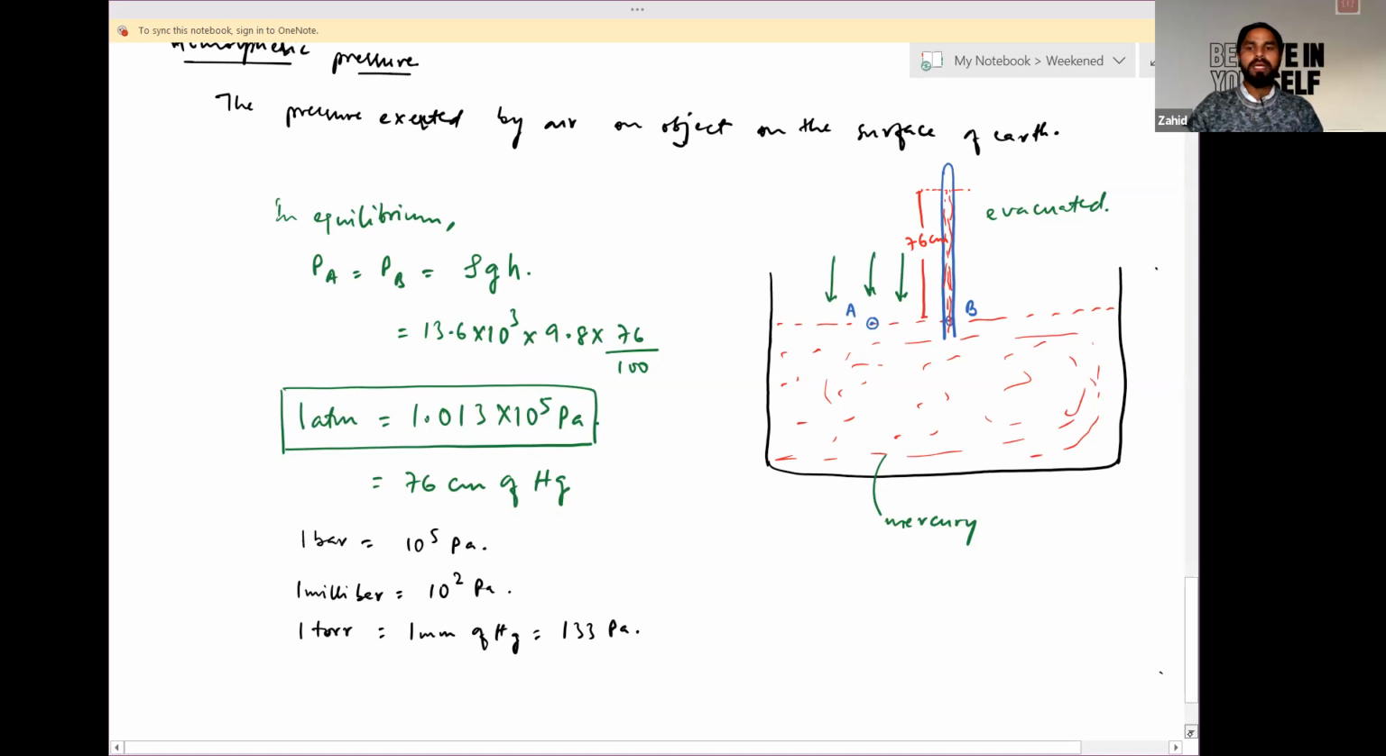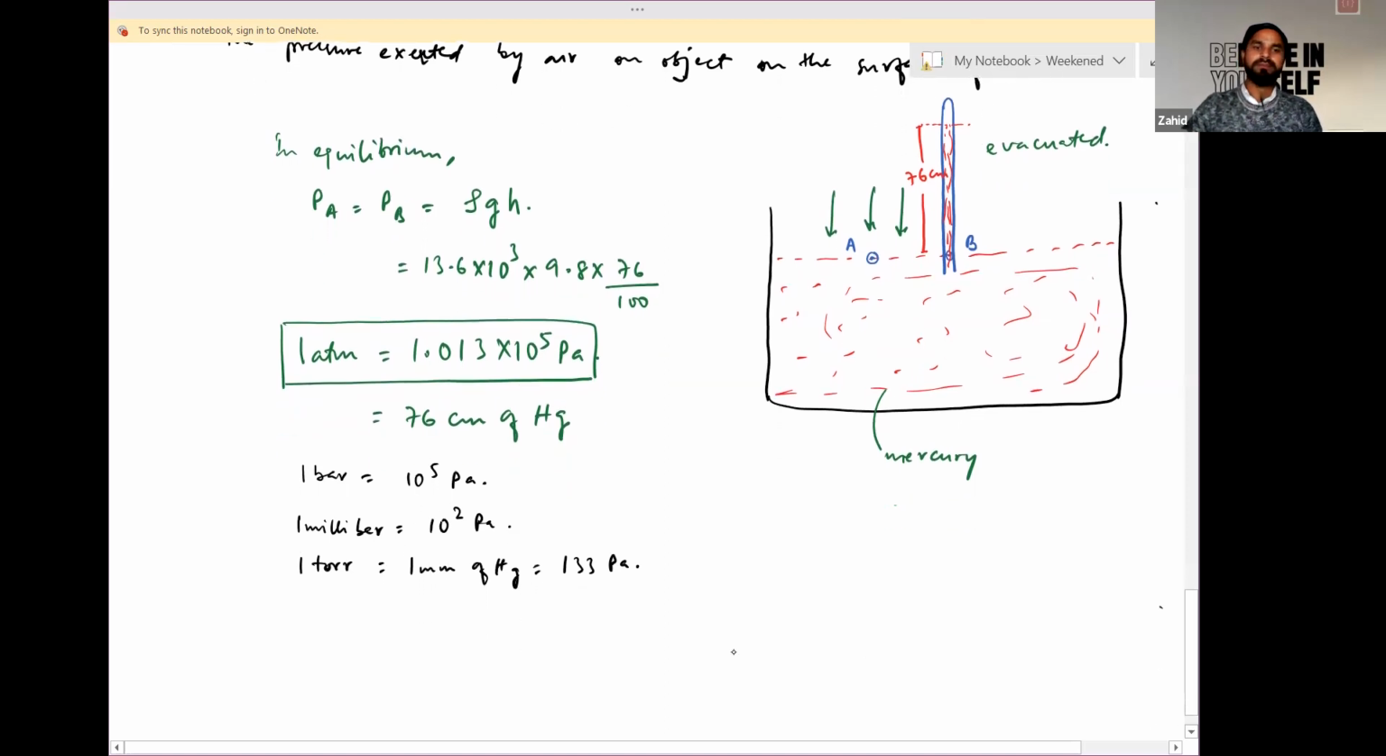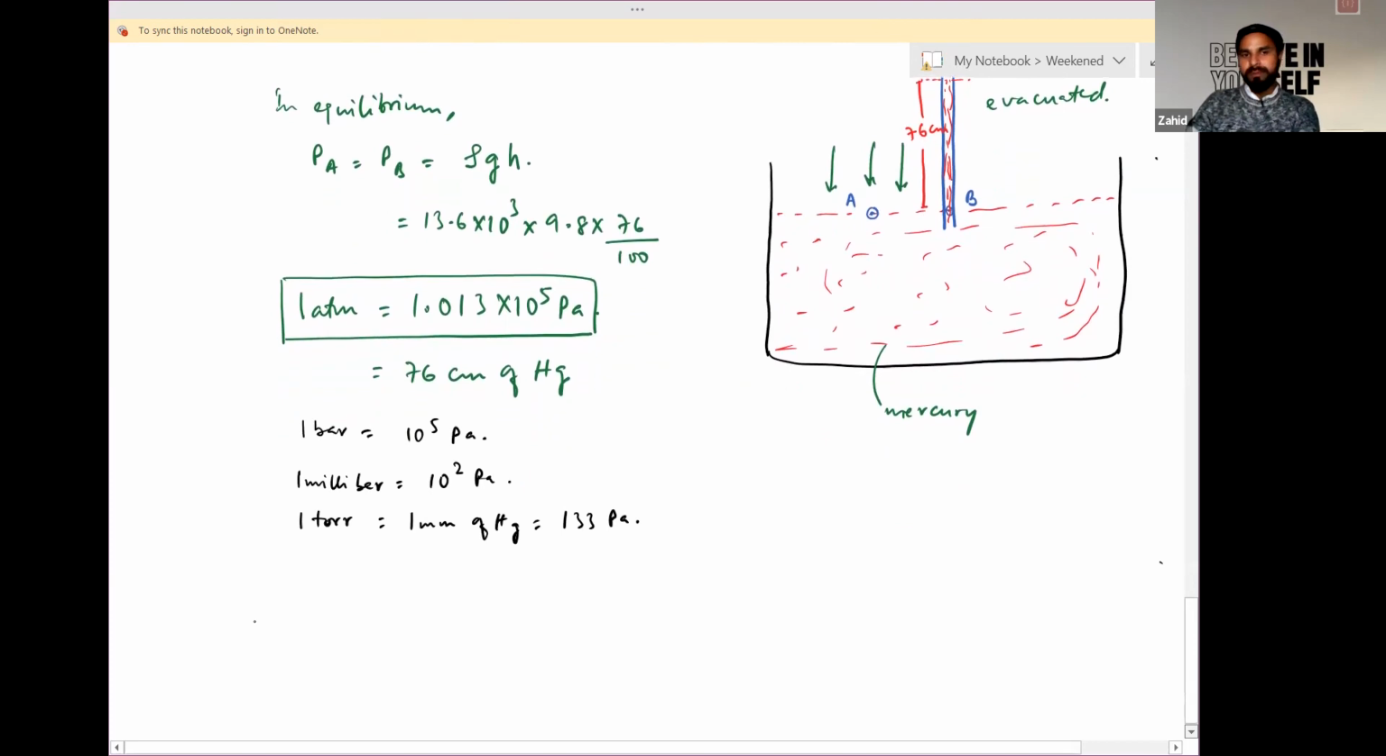Okay. Now, if you combine these two terms, that is atmospheric pressure and gauge pressure, it will be termed as net pressure or absolute pressure. So absolute pressure exerted at any point will be equals to sum of atmospheric pressure and gauge pressure.